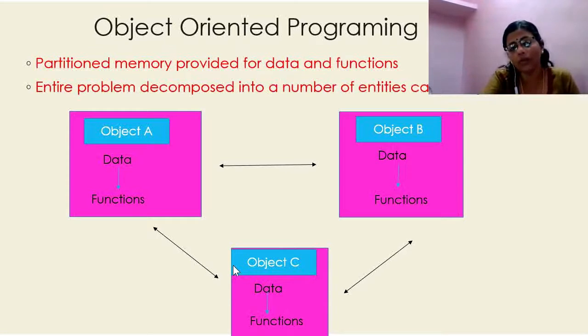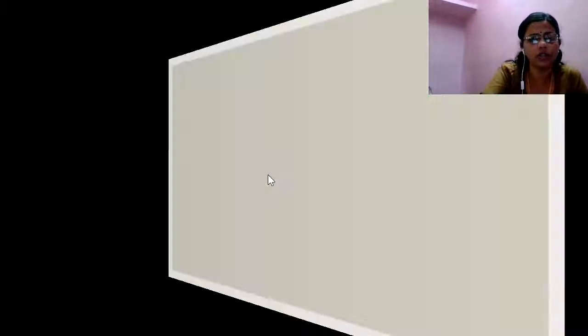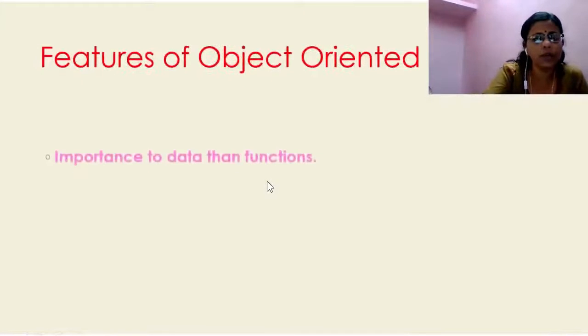So what happened was, object-oriented programming made our programming much simpler. The data was very secure. So there were many advantages of the object-oriented programming concept. Now we'll see what the main features of this concept are.